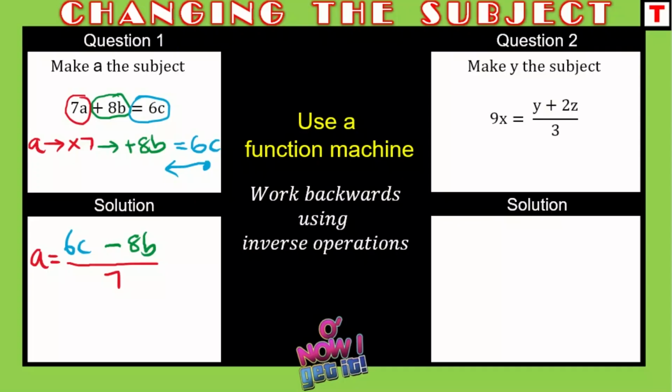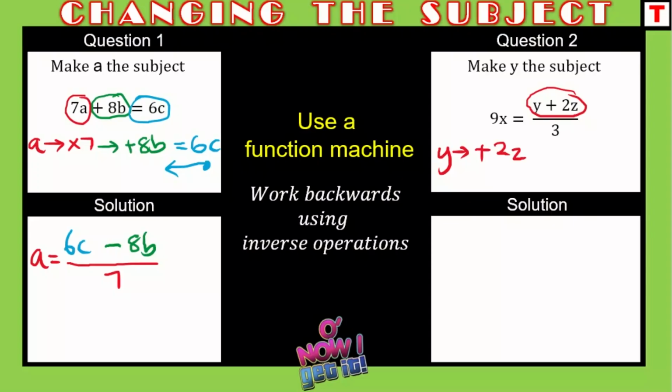Let's see if we can apply the same principle to question number 2. We're being asked to make Y the subject. Therefore, the first thing we're going to be doing is to create a function machine starting with Y, and we're looking to see what is happening to Y. This is a fraction to begin with on the right hand side, but the numerator of the fraction is the first thing that's happening to Y. So we can see here that we're adding 2Z to Y.